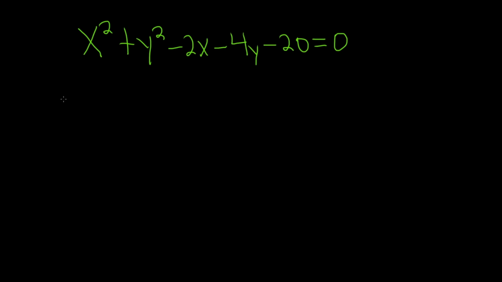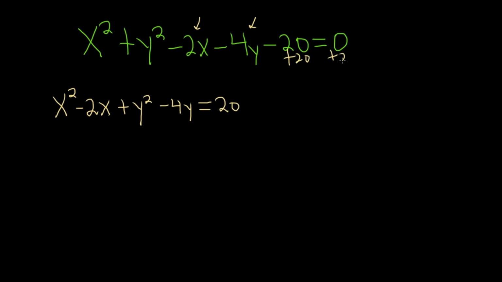So let's do that. So we have x squared, and the other x term is this one, this negative 2x. So I'll just put it there, minus 2x. Then we have the y squared, and then we have the minus 4y. And then we have this negative 20, and so we can just add it to the other side, so it's equal to 20. Right, you just do plus 20, boom, it's gone.